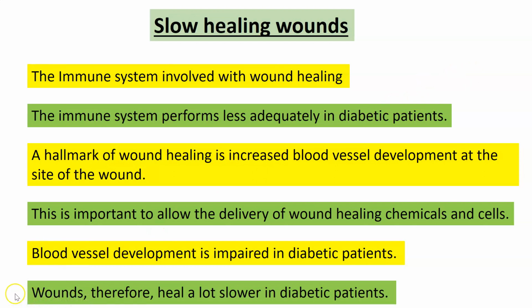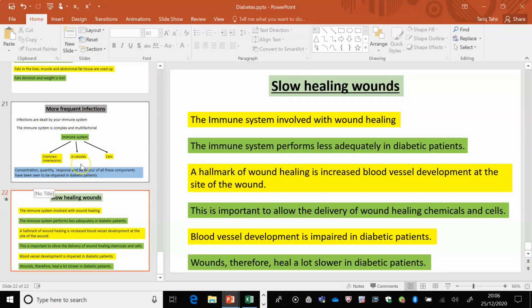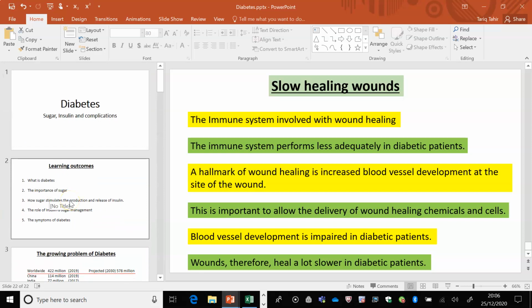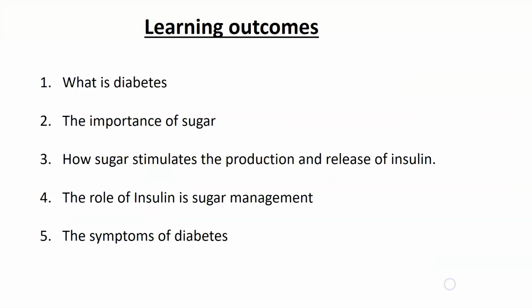So if I just now go back all the way to the beginning. Here we are. You can see that we talked about diabetes. We explained what diabetes is. We defined it. We looked at how important sugar was for energy purposes, and how sugar stimulates the production of insulin. We also talked about how insulin plays a role in sugar management. And then at the end we talked about the different symptoms of diabetes, and we explained how these different symptoms come about. So that's it. Nothing more I wanted to say.